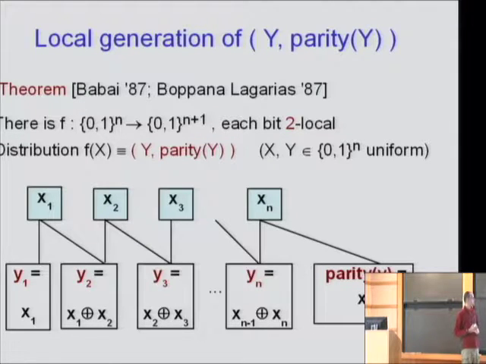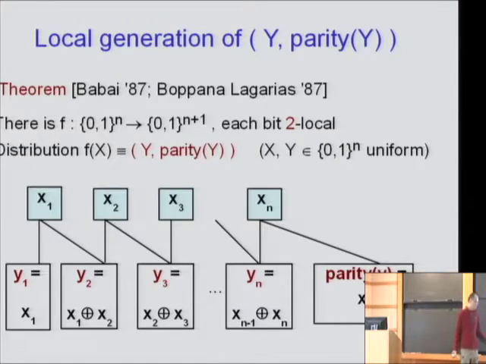Okay, so the claim is that you can find a function that maps n bits to n plus 1 bits, where each output bit is 2-local, so it just depends on 2 input bits, and the distribution of the output of the function over a truly uniform input is the same as a uniform n-bit string y together with its parity. Okay, so the function is pretending to compute parity on some random y.